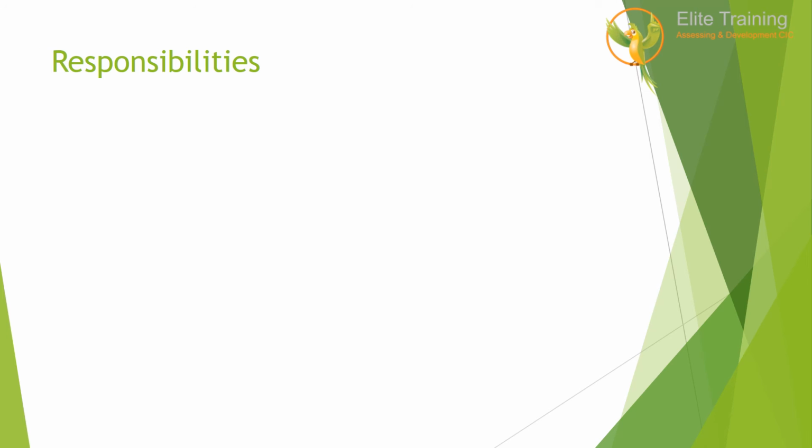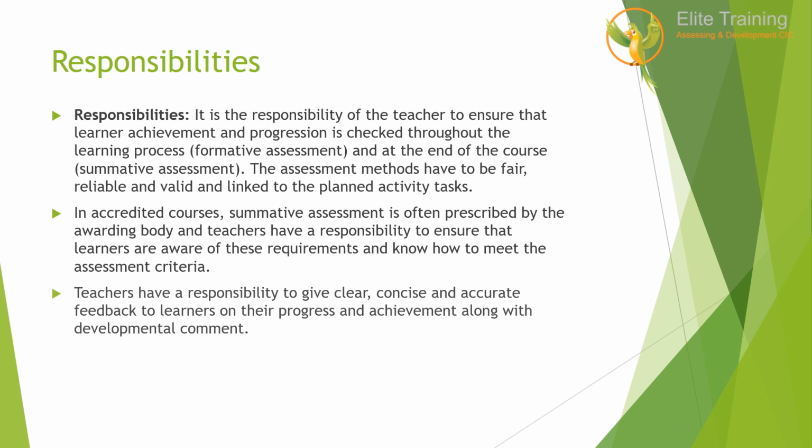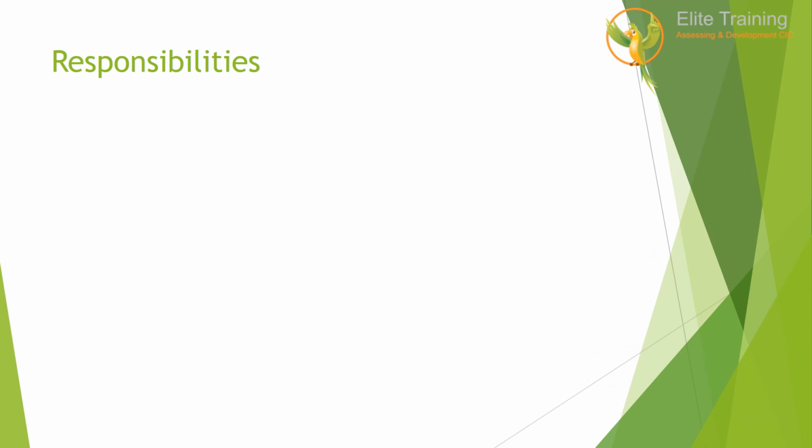In accredited courses, summative assessment is often prescribed by the awarding body, and teachers have a responsibility to ensure that learners are aware of these requirements and know how to meet the assessment criteria. Teachers have a responsibility to give clear, concise and accurate feedback to learners on progress and achievement along with developmental comment. This progress and achievement should be recorded in accordance with awarding body or organizational procedures.